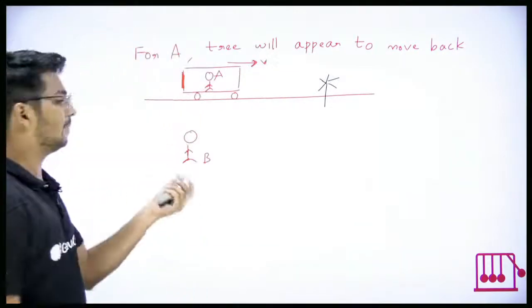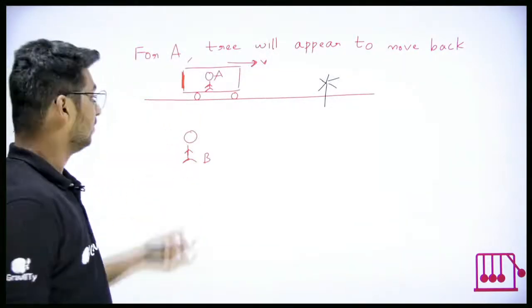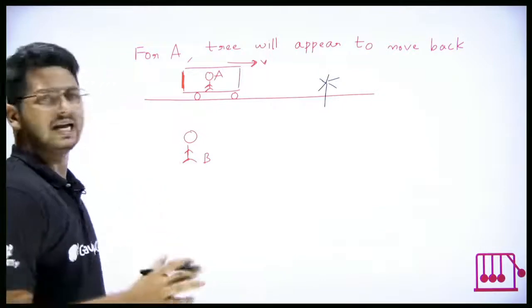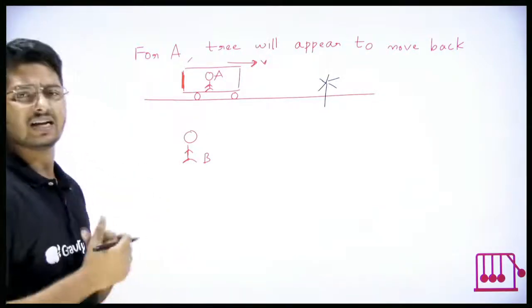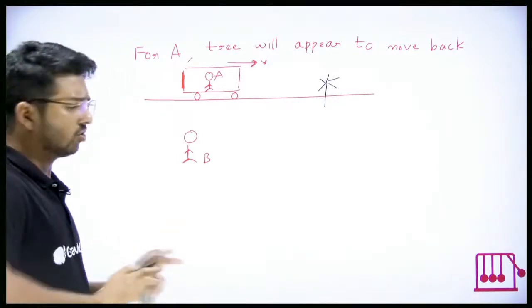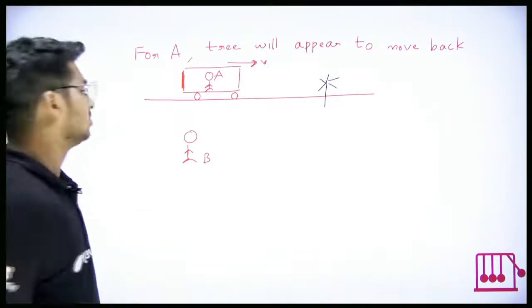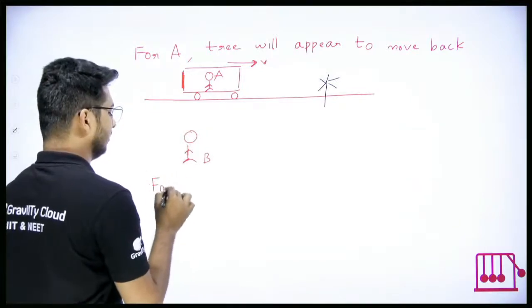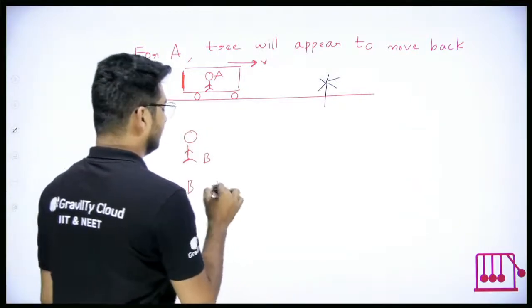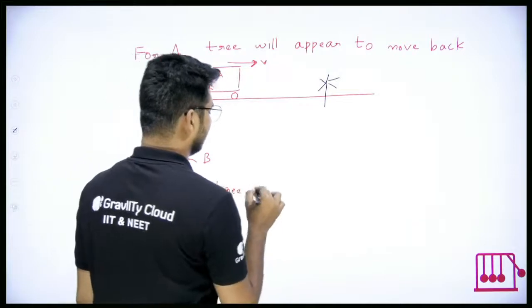But what about person B? Person B is just standing. Person B is just at rest. He or she is at rest. That's it. They're not doing anything. They're just standing. So for this person B, the tree is at rest.